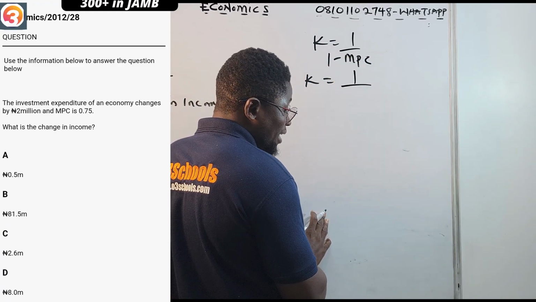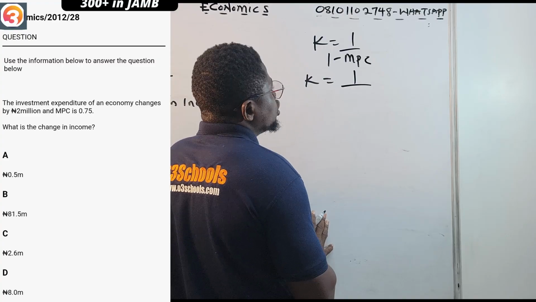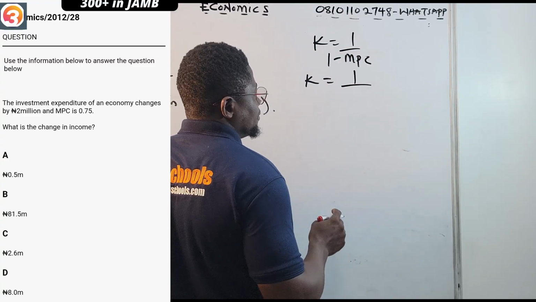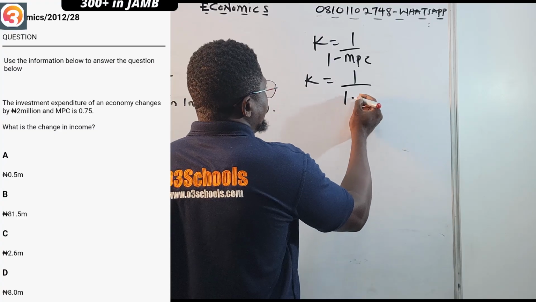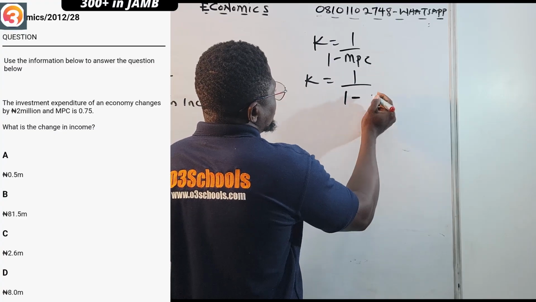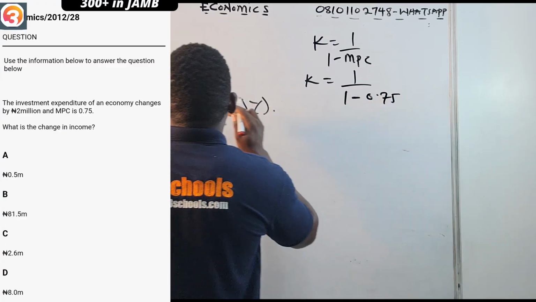So the multiplier is 1 over 1 minus MPC. Do not be overconfident, but know what you are doing. 1 minus what now? What's our MPC? 0.75 from the question.